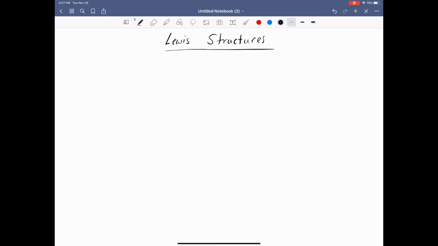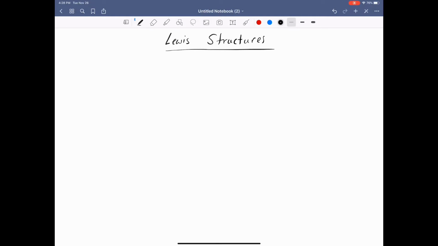Hey guys, so today we're going to be talking about Lewis structures. Lewis structures are the visual representations of a compound, showing how the peripheral atoms are bonded to the main atoms with valence electrons. Just a couple things to note before we get started.